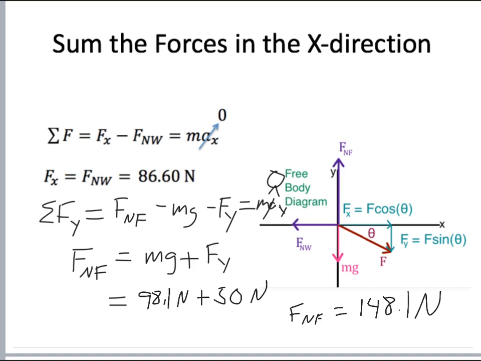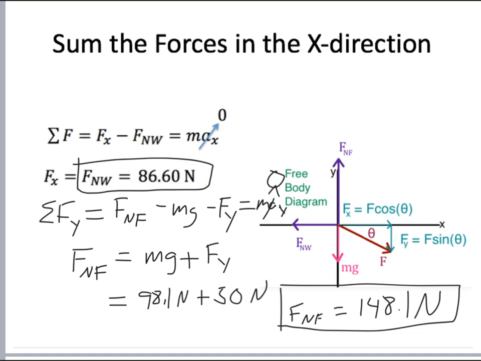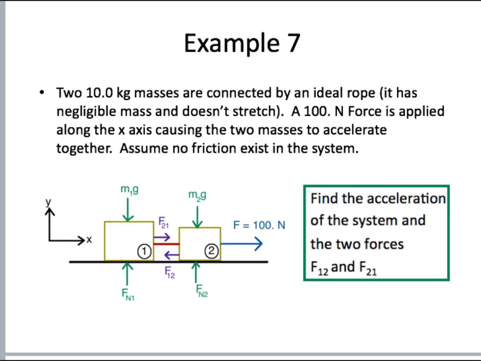And so that gives us the two normal forces. We have the normal force with the wall is 86.6, and the normal force with the floor is 148.1. Okay, let's look at another example.